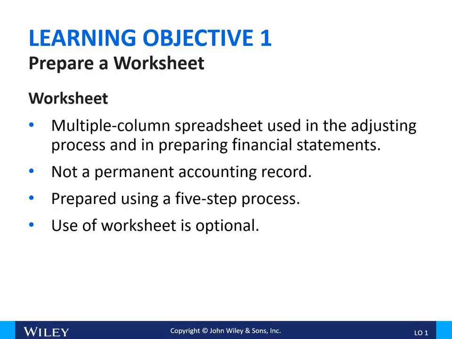So we'll start with preparing a worksheet. In this case, a worksheet is a multi-column spreadsheet used in the adjusting process and in preparing financial statements. It is not a permanent accounting record. It is prepared using a 5-step process, and the use of the worksheet is optional.